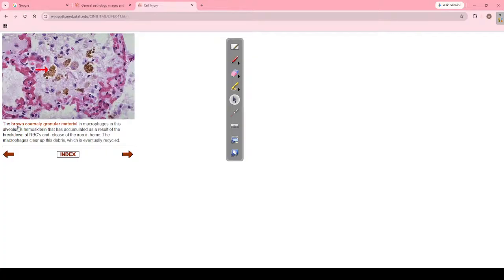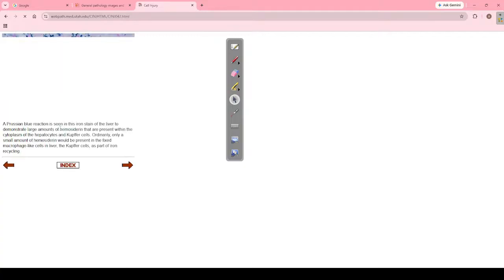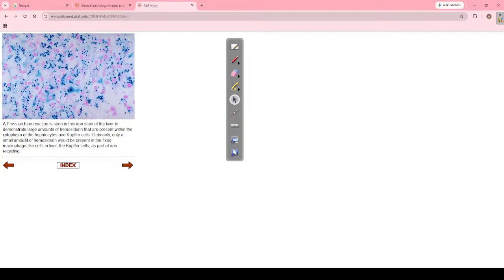This is an example of brown granular material in macrophages in the alveolus. It is hemosiderin. It is due to breakdown of red cells and the release of heme and the iron in heme. The macrophages clean up this debris and it is usually recycled. Then you have Prussian blue staining of the liver to demonstrate a large amount of hemosiderin within the cytoplasm. Prussian blue can detect hemosiderin.